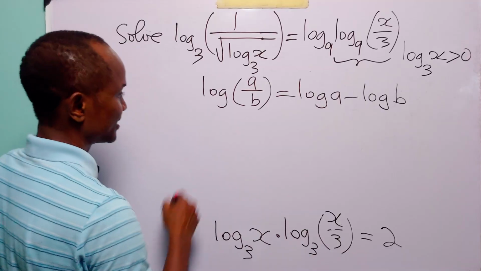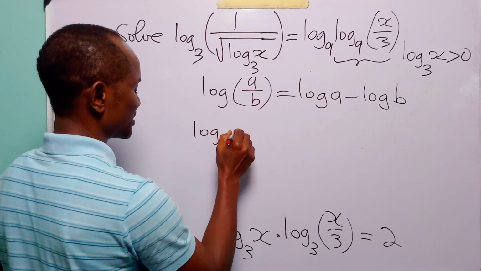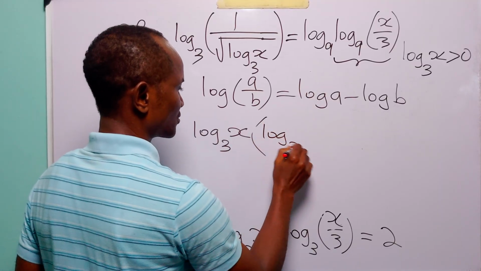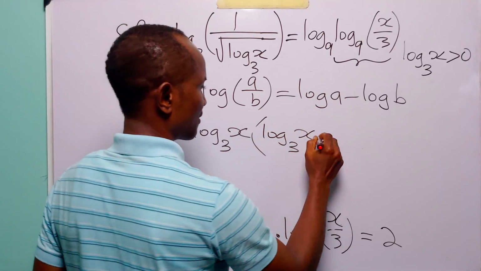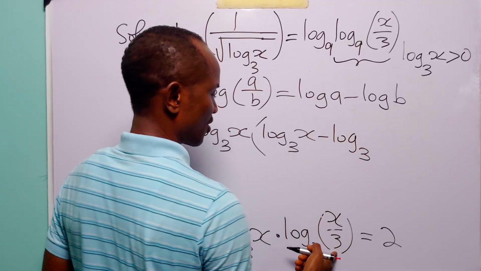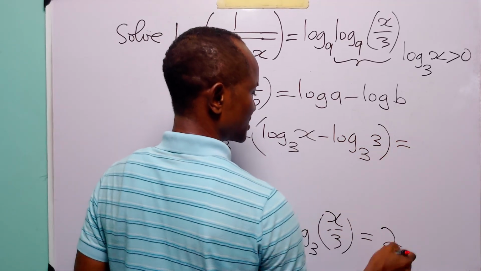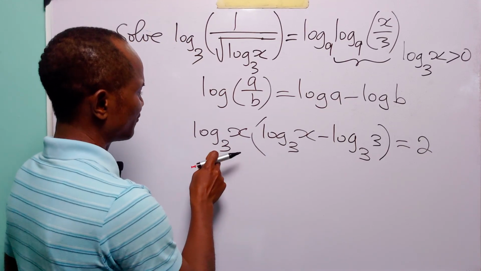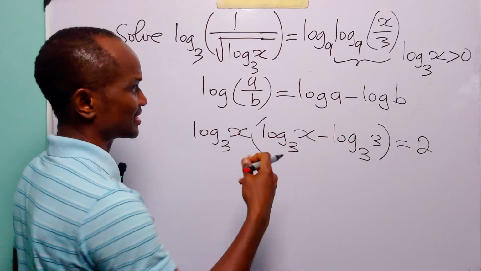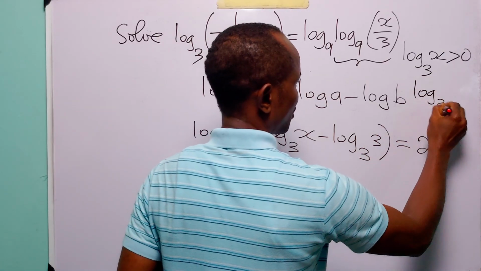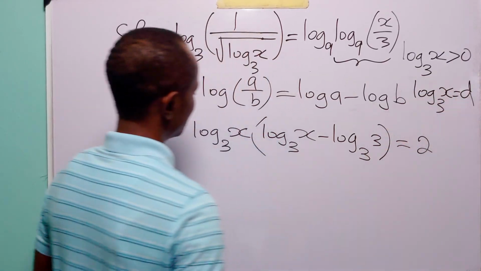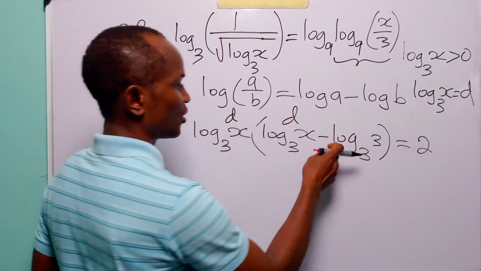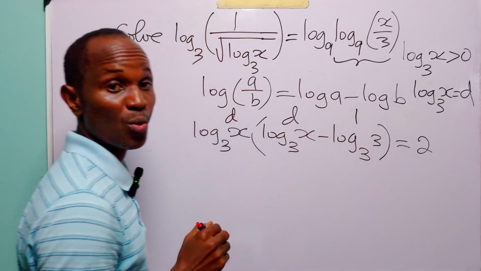So this left hand side is going to be log to base 3 of x multiplied by log to base 3 of x minus log to base 3 of 3, and of course this is equal to 2. Now, since we have log to base 3 of x and log to base 3 of x, let log to base 3 of x be equal to d. So this is d and this is d. And of course, log to base 3 of 3 is equal to 1.